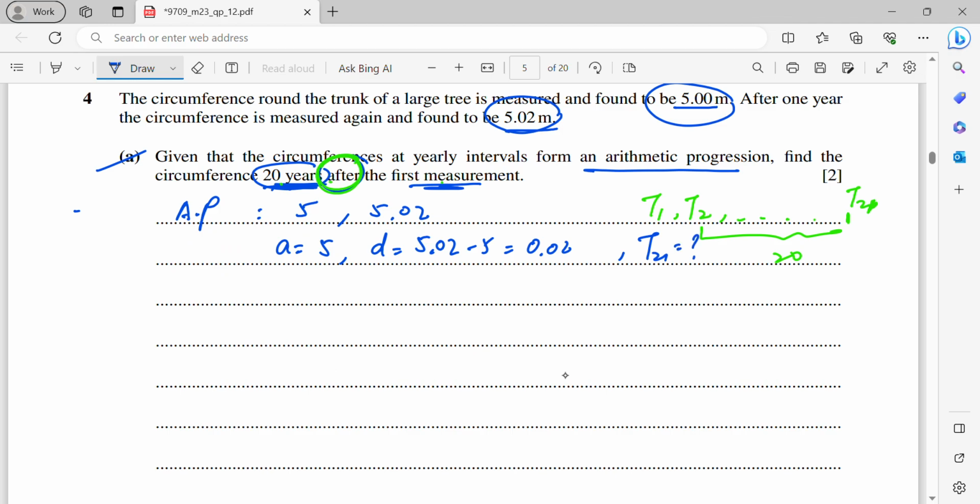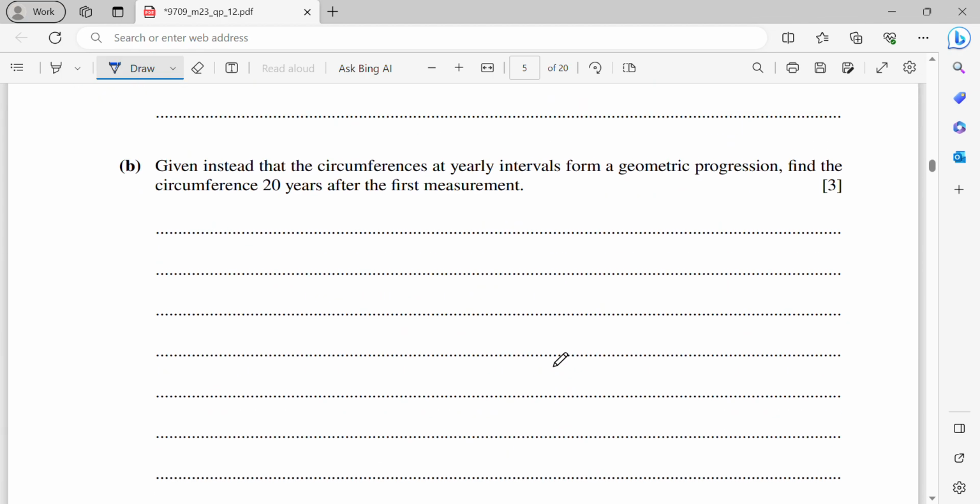So T21 is how much? The T21 formula is A plus 20D. So I will get 5 plus 20 times 0.02, and then you will be getting 5.40 meters. That is the solution for 4A. Now, B, given instead the circumferences at yearly intervals form a geometric progression. Find the circumference 20 years after the first measurement. That means now you need to find T21.